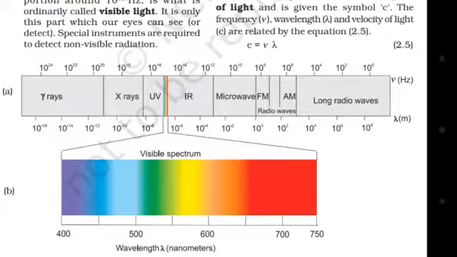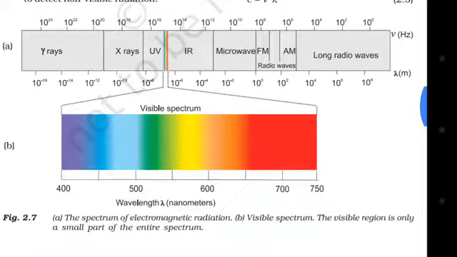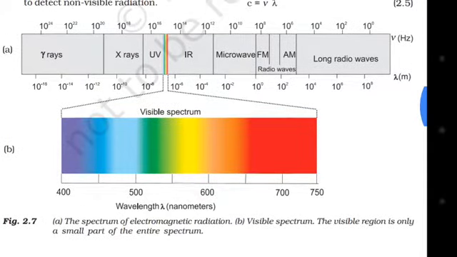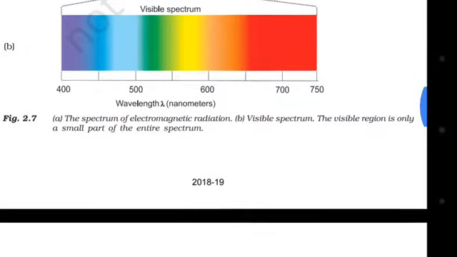Here in the B portion we can see the visible spectrum, which is just around 10 to the power 15 hertz. Figure 2.7 A, spectrum of electromagnetic radiation. B, visible spectrum. The visible region is only a small part of the entire spectrum. Okay, understand this by yourself. My job is just to read. Understand by yourself, you will understand.